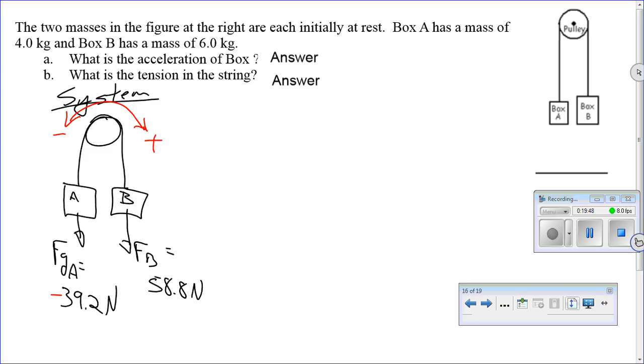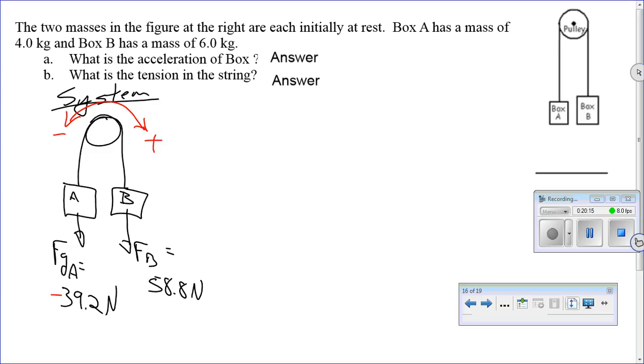Basically what she's saying is that if A wasn't here, B would just be falling, right? And A is working against that. Cool? Okay, so I don't need to worry about tension, so that's kind of it, right? Those are the only forces I need to worry about, right?